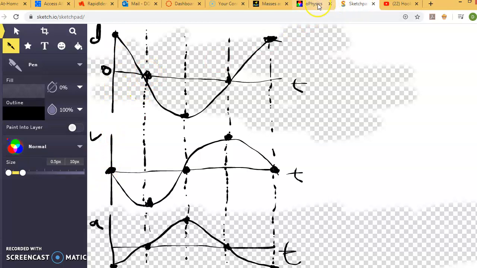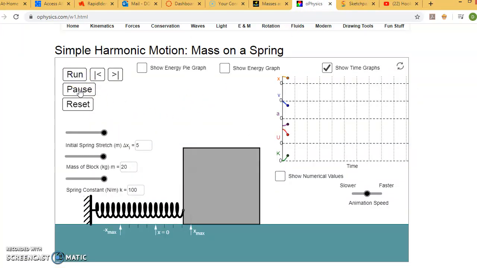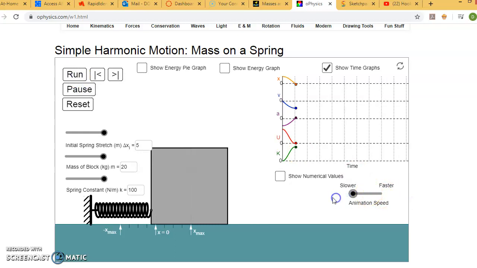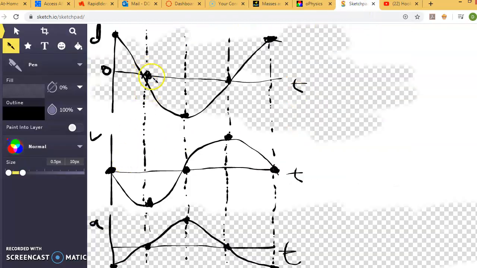And then let's play it. We're going to pause it at, ooh, it's really going fast. All right, we're going to pause it right here at our equilibrium. And what do we got? Now we have 0 displacement because it's back to its equilibrium spot. We have max velocity, and we have 0 acceleration. And that's what I should have here: 0 displacement, max velocity, and 0 acceleration.